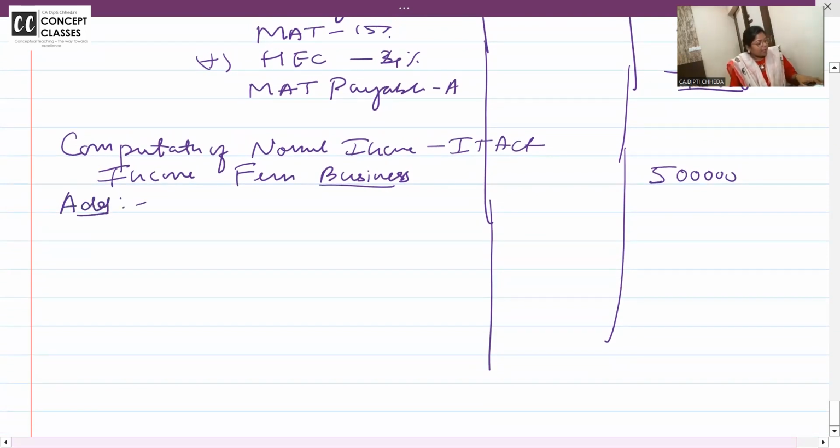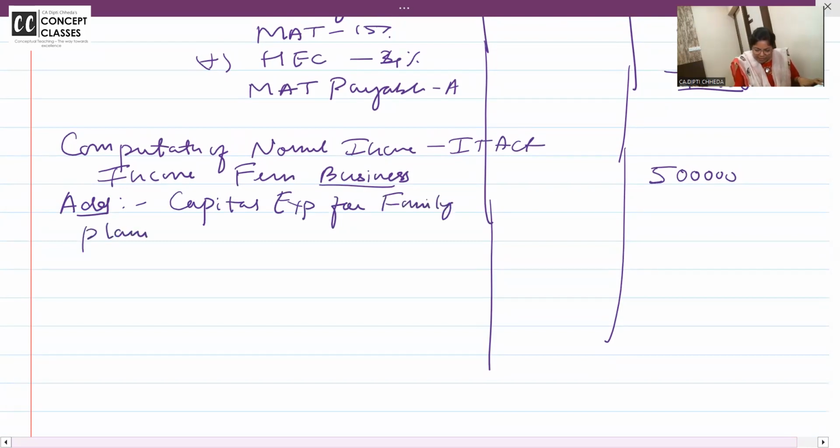Read the first point. Business expense includes 10,000 revenue expense for family planning. That is allowed. Capital expenditure for family planning is disallowed. 4/5 of 30,000 is disallowed, as 1/5 is allowed. So 4/5 will be disallowed. How much does 4/5 come to? 4/5 of 30,000 is 24,000 disallowed. Take a pause and tell me, is this clear?